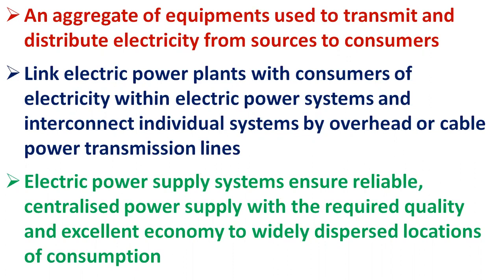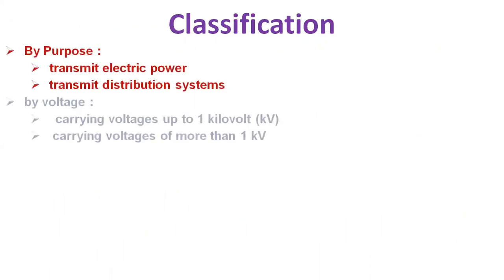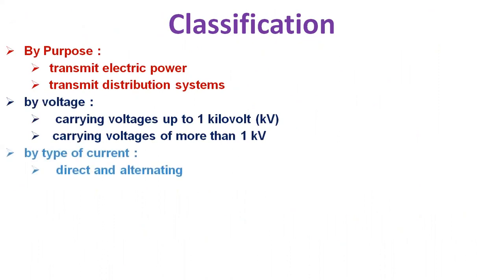Some electric power supply systems are self-contained and are not connected to transmission lines, for example, the systems used in aircraft, ships, and automobiles. Electrical power systems may be classified according to several characteristics. Depending on their purpose, they may be classified as feeder systems used to transmit electric power, and distribution systems which distribute power from central substations to consumers, urban, industrial, agricultural, and other users.